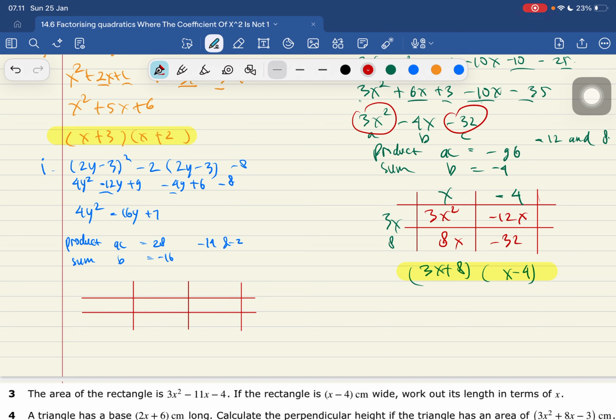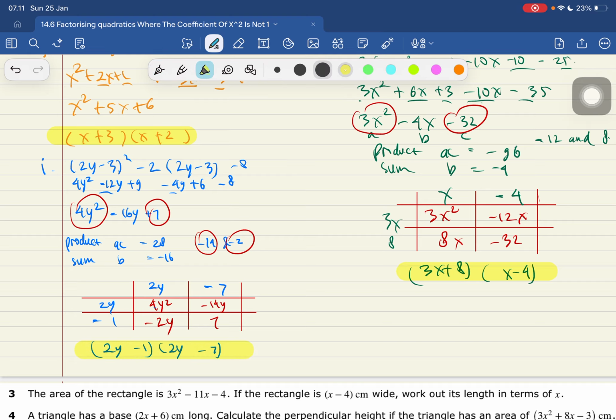So here A is 4y squared right here and plus 7. Next is minus 14y and minus 2y. Okay, if these two numbers are minus, so here is going to be minus also. Just take minus 1 here. So 4y squared and 2y, so it's going to be 2y. Here is 7. Here is 1. 4y and minus, okay, so 2y. So we got 2y minus 1 multiplied with 2y minus 7. There it is. Thank you.